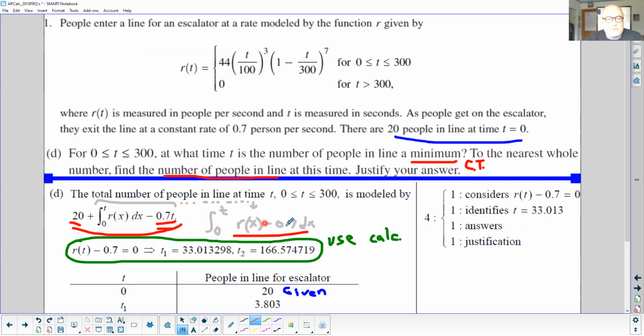Some people will choose to put 0.7 in there. Some people will choose to integrate this because it's really easy. 0.7 integrated is 0.7x or 0.7t. And then you plug in the t, plug in your 0, and then subtract them, you get this. So you could have left them in there like this. You could have left them in there like this.